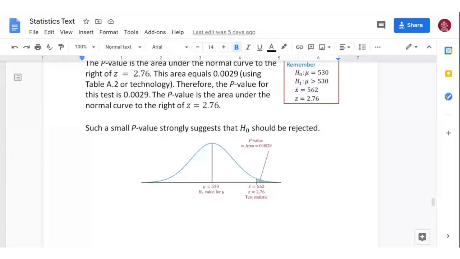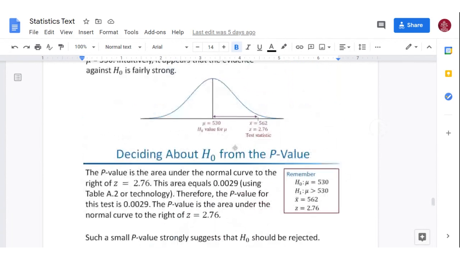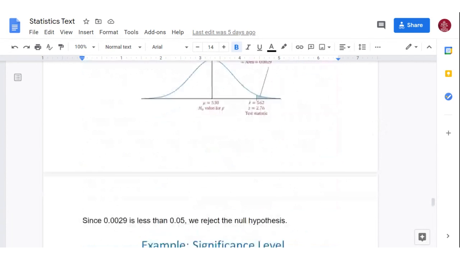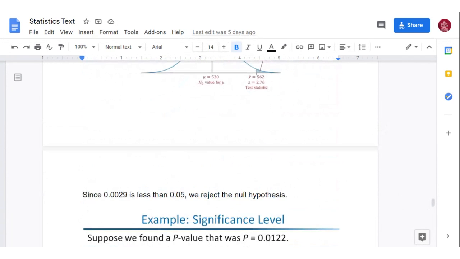So when they tell you that the p-value is 0.0029, they're showing you right there that the 2.76 has 0.0029 area to the right of it. Now, remember, the level of significance was 0.05, and since 0.0029 is less than 0.05, we reject the null hypothesis, which is the same conclusion if we do it by that other method.